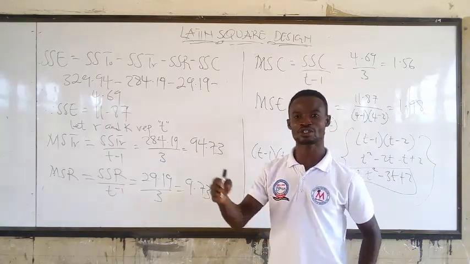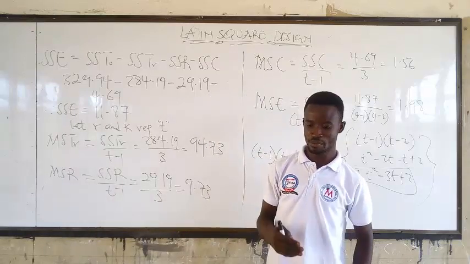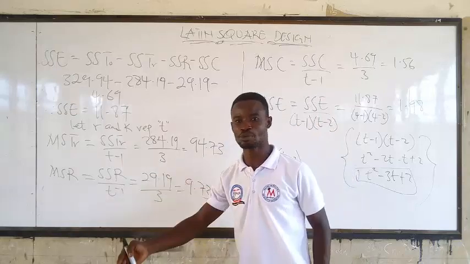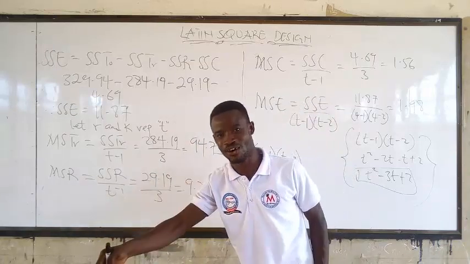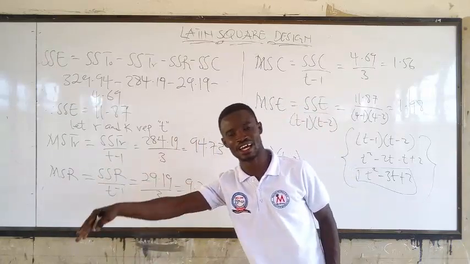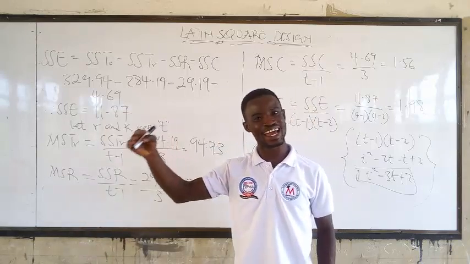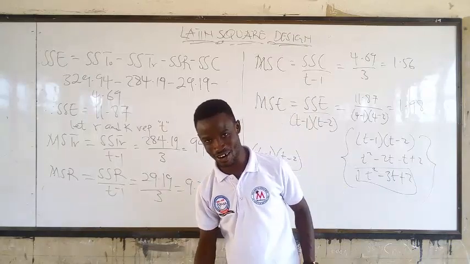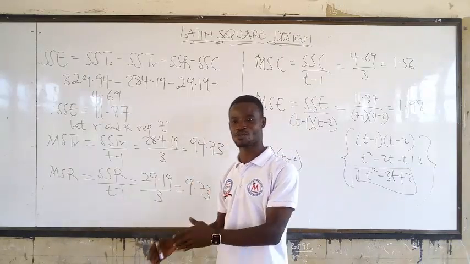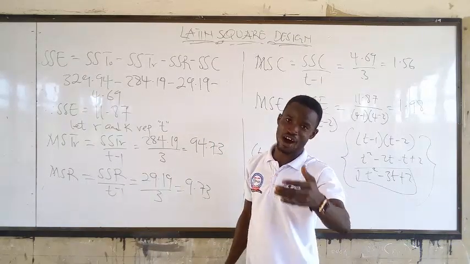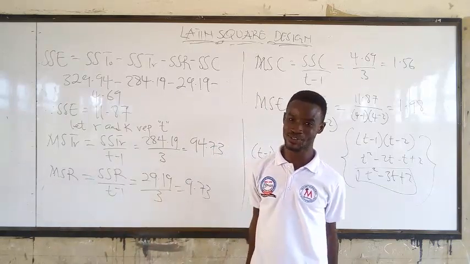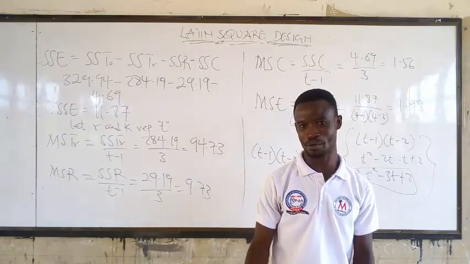Mean square of the treatment over the mean square of the error. F calculated for the row will be the mean square of the row over the mean square of the error. And F calculated for the column will be the mean square of the column over the mean square of the error. This is just simple, alright? Let's see how we are going to go about it.